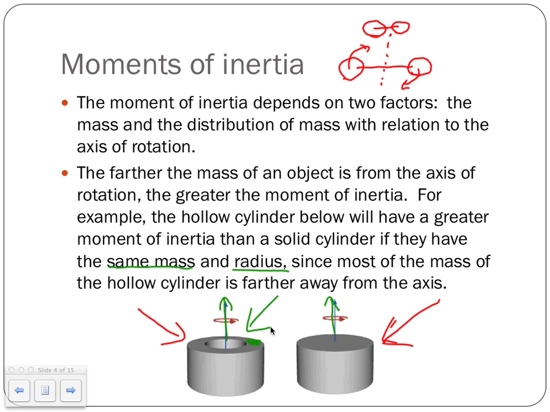You can actually test this out if you have two objects that weigh the same, have the same radius, and one's hollow and one's not. Put them on an inclined plane and let them roll. What you'll find is that the solid object will actually end up rolling seemingly faster. It will roll faster down the incline and reach the bottom before the hollow one, if they have the same mass and the same radius. The reason is that it's harder to get the hollow one to start rotating, because it has a higher moment of inertia.